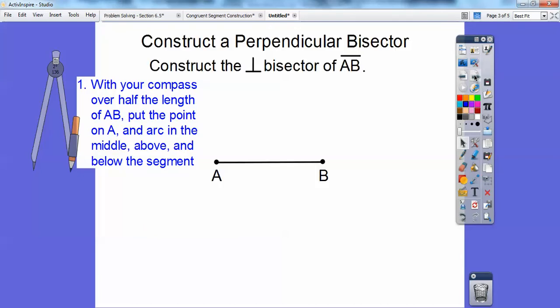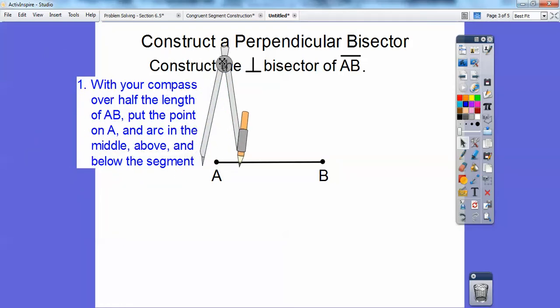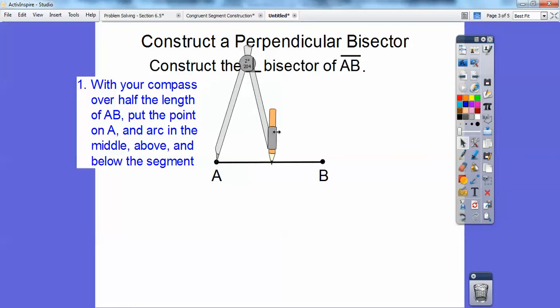We're going to go ahead and, with your compass, open it over half the length of segment AB. That's segment AB, I'm sorry. We're going to put the point on A. So I'm going to slide this over here and put the point on A. I got to make it over half the length. I like to go almost 3/4, or just over half. Make sure it's over half.